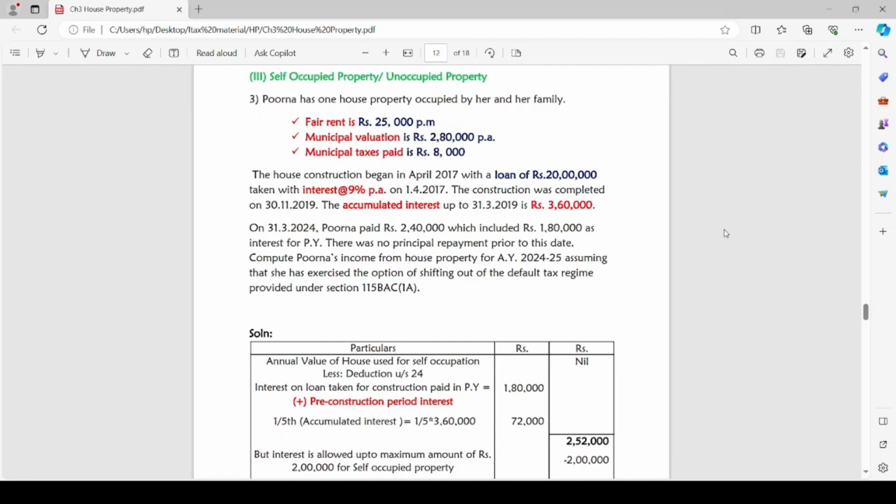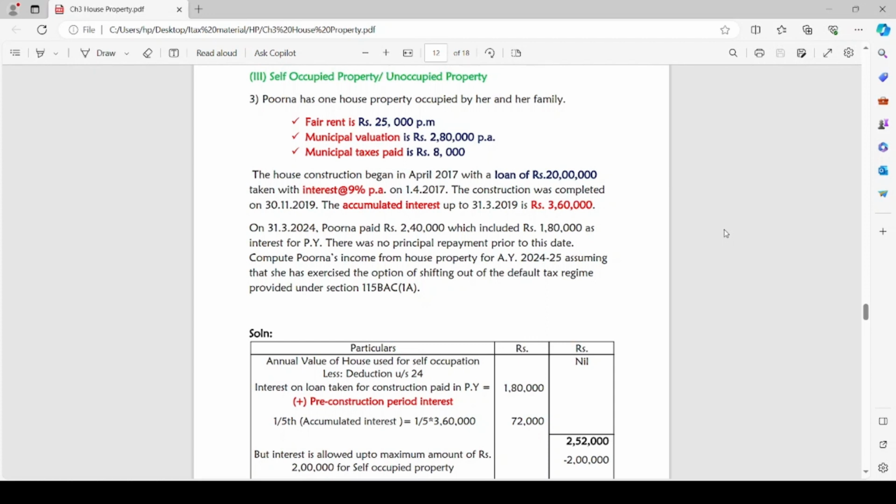Heading to our third case, that is house property is self-occupied or unoccupied. Purna has one house property occupied by her and her family. The owner is occupying the house property. The fair rent is rupees 25,000 per month. Municipal valuation is rupees 2,80,000 per annum and municipal taxes paid is rupees 8,000.